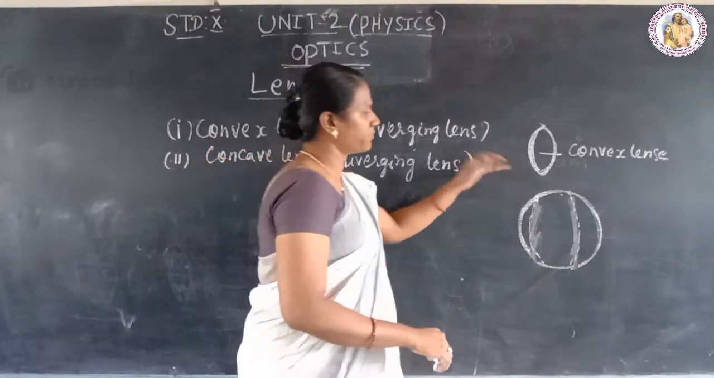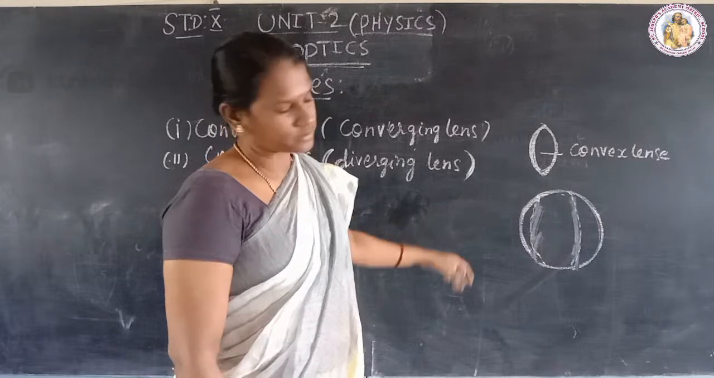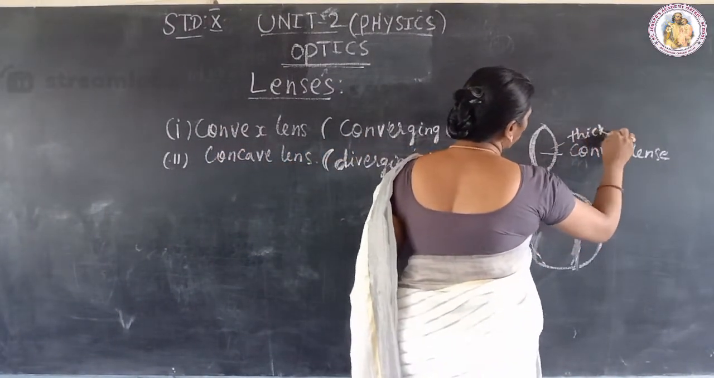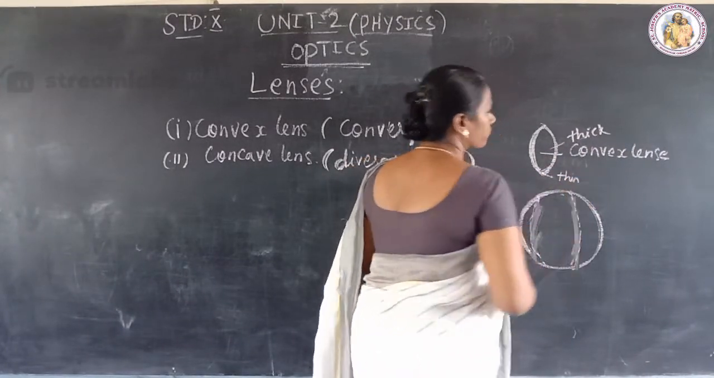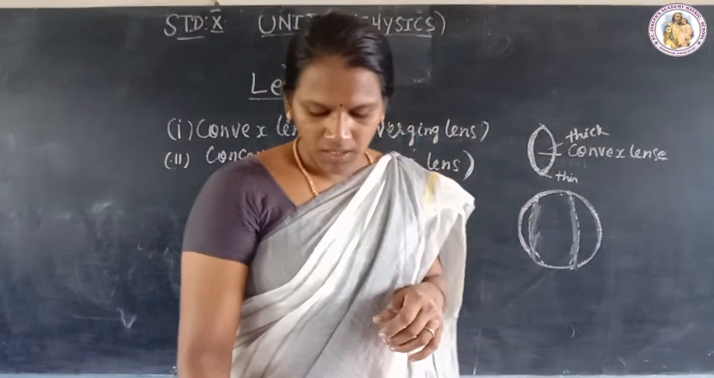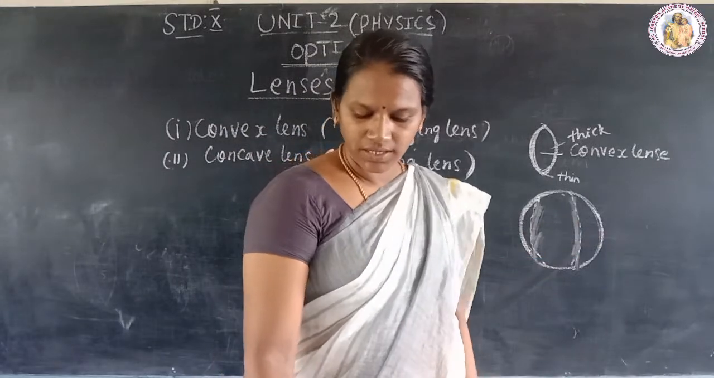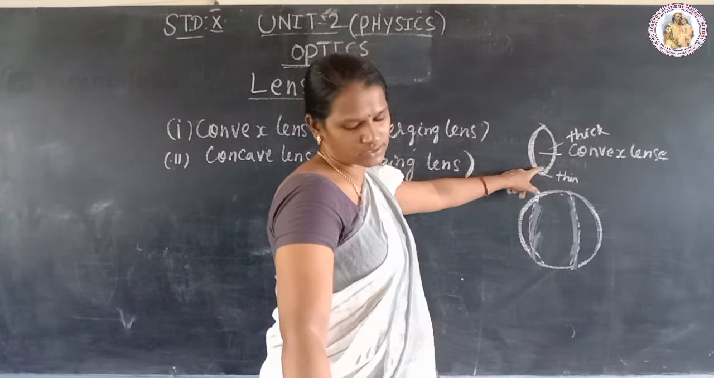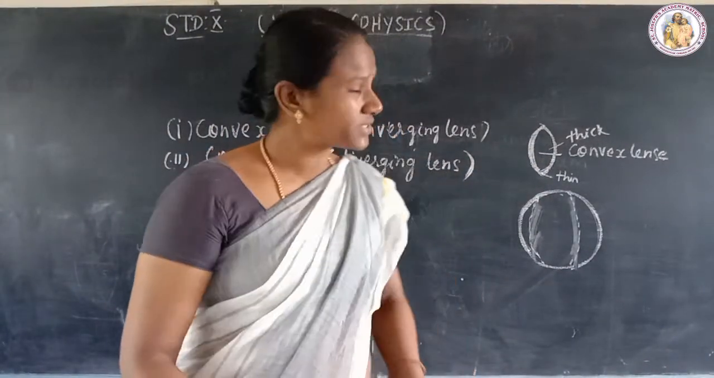So, what about the shape of the convex lens? The center is thick. And what about the edge? It is thin. So two spherical surfaces make it thicker at the center than at the edges. So the convex lens is also called a converging lens.